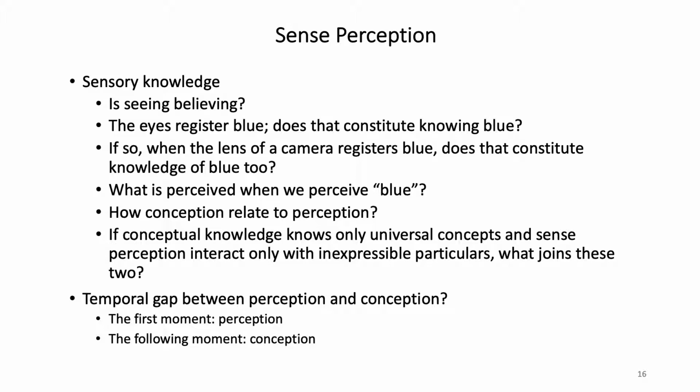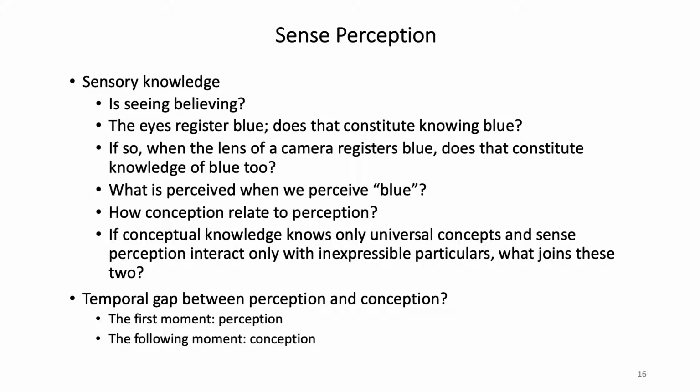Let's consider sense perception. We can ask the following question about sensory knowledge. Is seeing believing? That is, the eyes register blue, but does that constitute knowing blue? If so, then when the lens of a camera registers blue, does that constitute knowledge of blue too? This leads to further questions, such as what is perceived when we perceive blue? How can conception relate to perception? If it is true that conceptual knowledge knows only universals, such as concepts, and that sense perception interacts only with inexpressible particulars, then what joins these two?